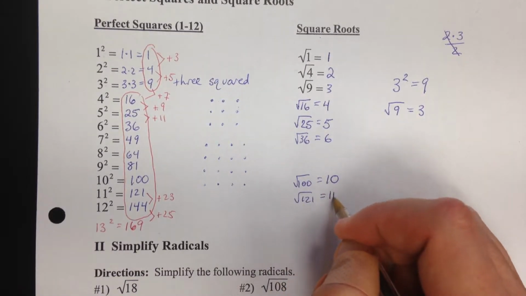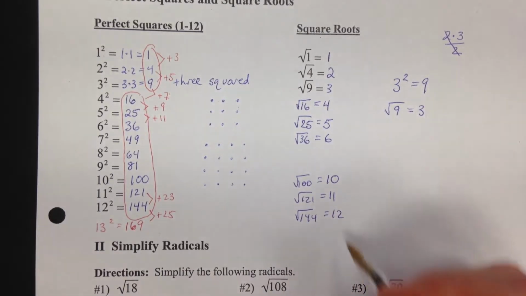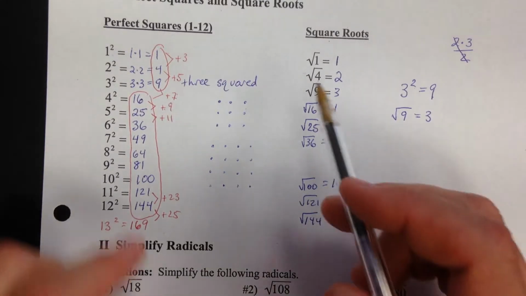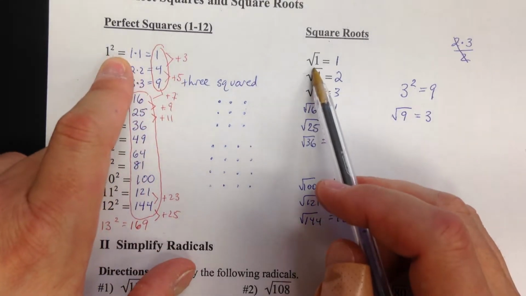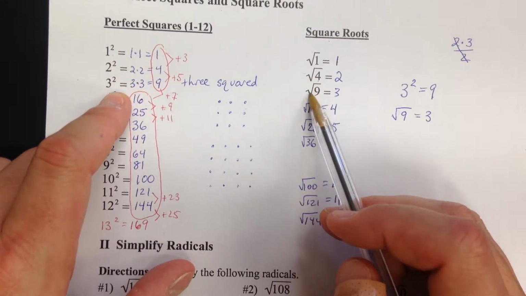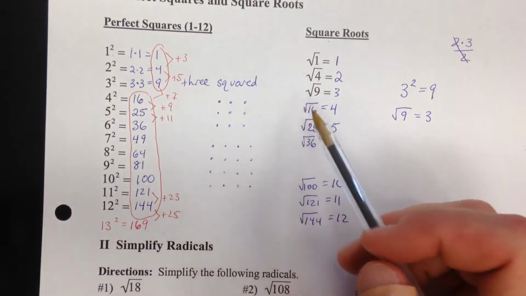121, the square root is 11. 144, the square root is 12. Okay, and you can write down for 7, 8, and 9 as well. So a square and a square root, again, what they're doing is they're undoing each other. Okay, so they kind of reverse the process.